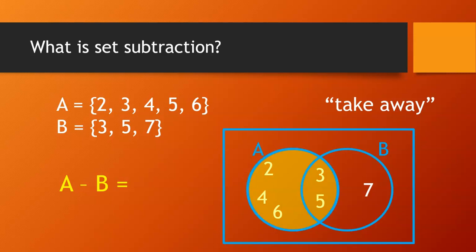set A. So we'll shade in all of set A. But we need to take away from that what's in set B. So we'll take away everything that's in set B. And that leaves us with the shaded region that you see here, which contains the elements 2, 4, and 6.